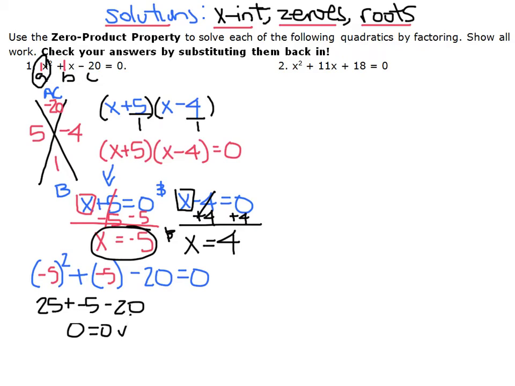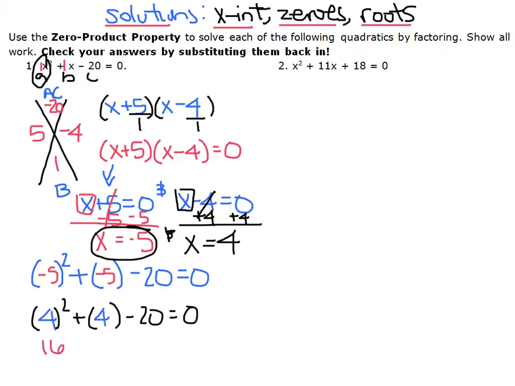Now I'm going to do the same thing with the next x value, which is 4. So let me rewrite that. So x squared plus x minus 20 equals 0. This time I have 4. Alright, let's see what we get. 4 squared is 16, plus 4 is 20, minus 20 does equal 0. So notice this one also works. So those are two solutions, or two x-intercepts, that work for this answer.